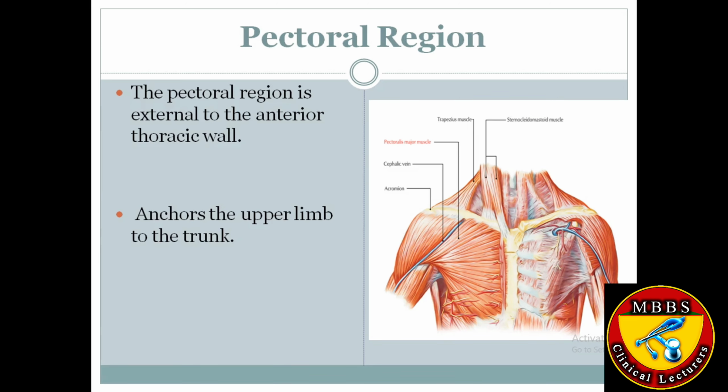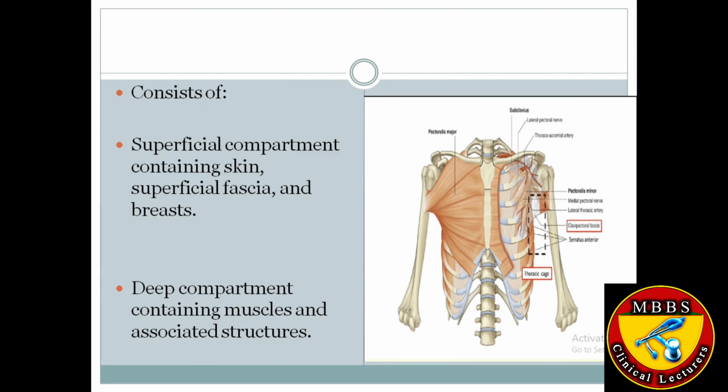The pectoral region is external to the anterior thoracic wall. It anchors the upper limb to the trunk. The pectoral region comprises two compartments. The superficial compartment consists of skin, superficial fascia and breast.